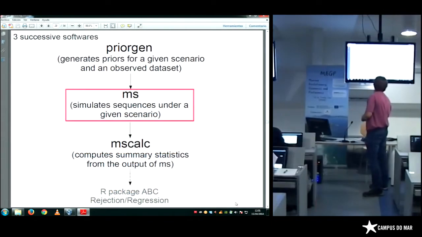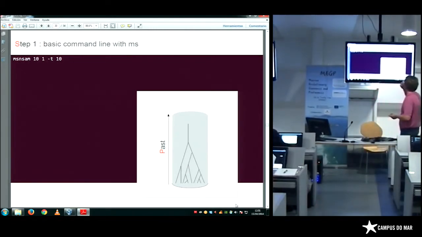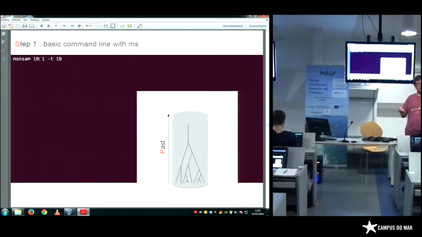We are going to play with MS, the simulating software. And so the first command is simply to simulate a single population. So you have 10. The first argument is the sample size. You simulate a sample of 10 sequences. 1 is the number of simulations. We do just one simulation. And T is the argument for theta, for NU. And so we simulate a population with a theta of 10.